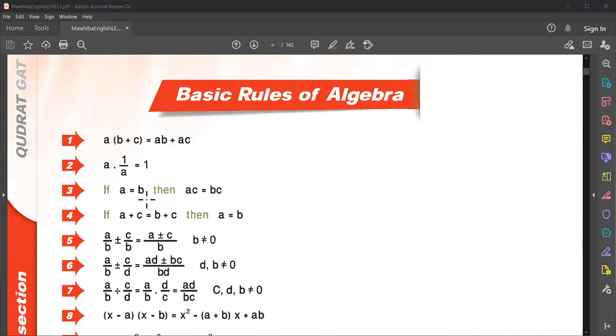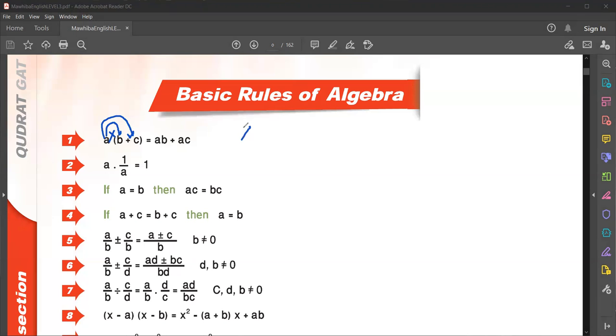Okay, the first one: A multiply (B plus C). What is the meaning here? If I have A here, the product is A times B and A times C, so we distribute multiplication over addition. A times B is AB, and A times C is AC.